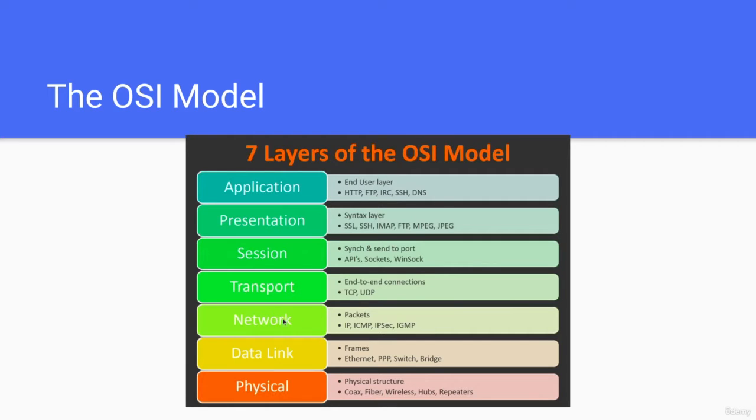We have the network layer, the packets: IP, ICMP, IPsec, IGMP. We have the data link layer, like frames, Ethernet, PPP. We have switch and bridge, so you can see they are inside the data link layer. We have the physical layer finally, which is the physical structure: coax, fibers, wireless, hubs, repeaters, and so on. Okay. By the way, the routers will be categorized inside this layer.